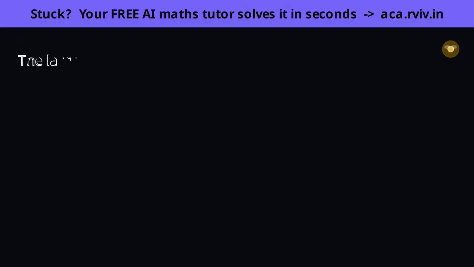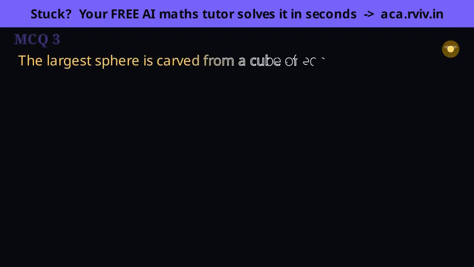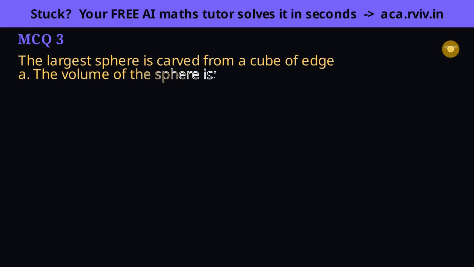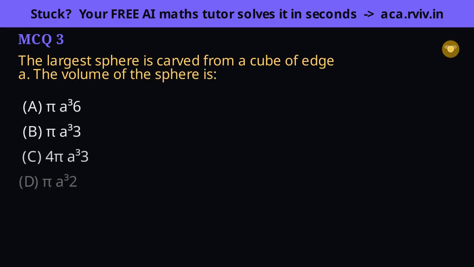First ask how big that sphere can be. The largest sphere just kisses all 6 faces of the cube, so its diameter equals the edge a, making the radius a over 2. Then be careful cubing that half. Consider the four options. The biggest sphere touches all 6 faces, so its diameter is the edge a and its radius is a over 2. Now the sphere's volume is 4/3 pi r cubed.